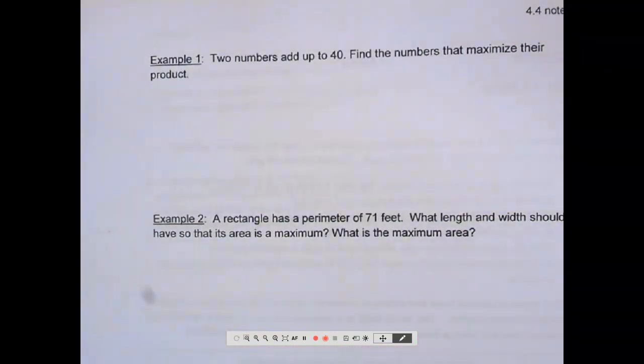All right, start out with a super duper easy one. You can probably figure this out in your head. Two numbers add up to 40. Find the numbers that maximize their product.